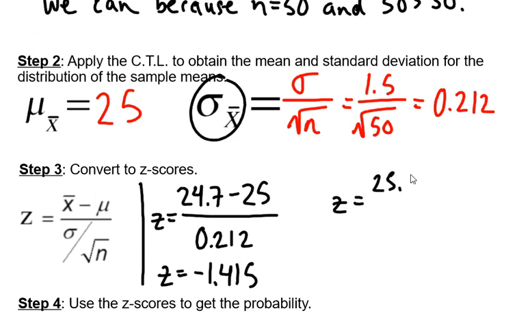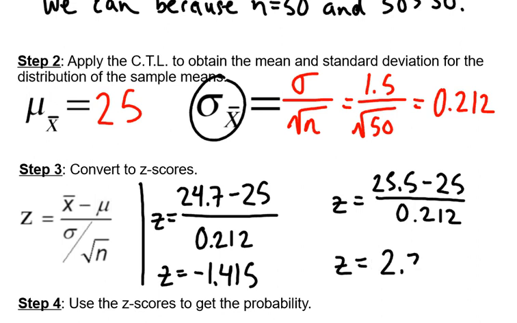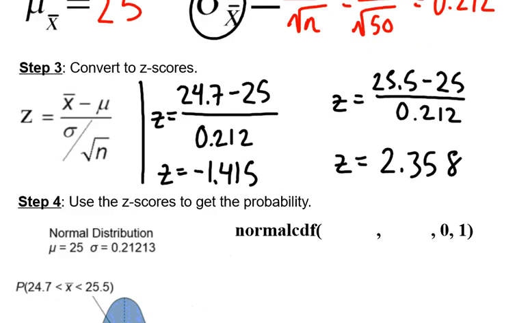Our next z-score would be for the 25.5 minutes. So 25.5 minus the average of 25 divided by 0.212. Z-score for that would be 0.5 divided by 0.212. I get 2.358. Now I can use those z-scores to get the probability. My left bound is negative 1.415. My right bound is 2.358.